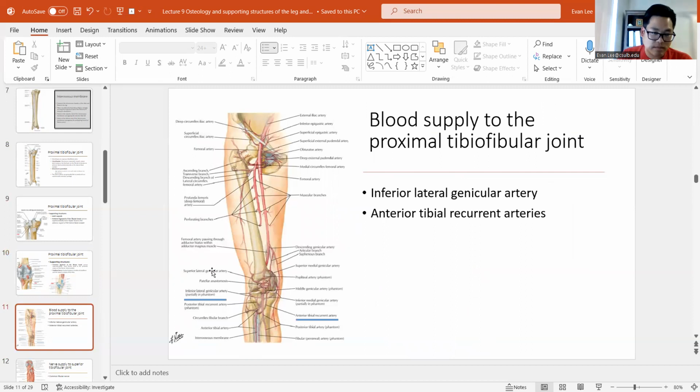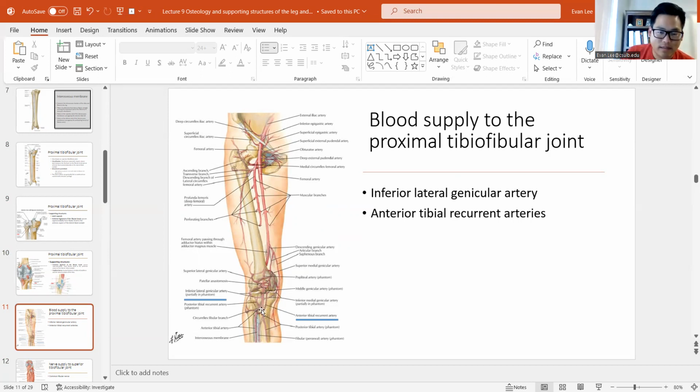Now, regarding blood supply, we are still near the knee joint. So we have some of these knee blood vessels here as well, which will include the inferior lateral genicular artery. That blood vessel is here along the lateral side of the knee joint. So that's going to be the inferior lateral genicular artery.